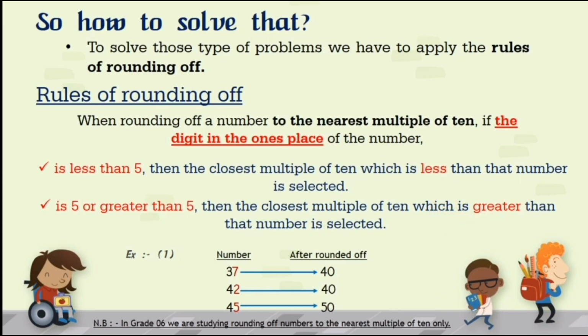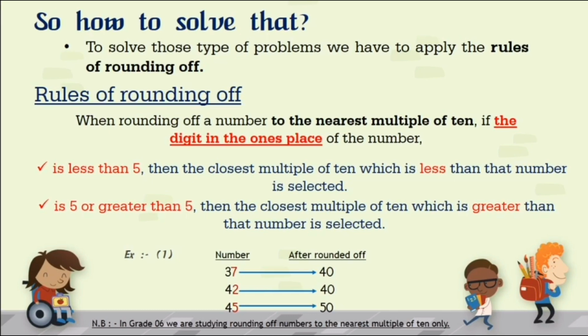So very simply, when you are rounding off a given number to the nearest multiple of 10, first you have to observe the last digit of the given number. What you have to check is whether the last digit is less than 5 or equal or greater than 5. That's all. Okay, let's discuss some examples.